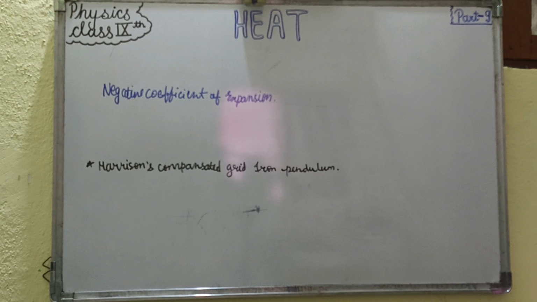Thus, we see that thermal expansion of solids is used in a number of devices. The increase in length of iron rods is compensated by the increase in length of a brass rod. A is the iron rod, B is the brass rod.